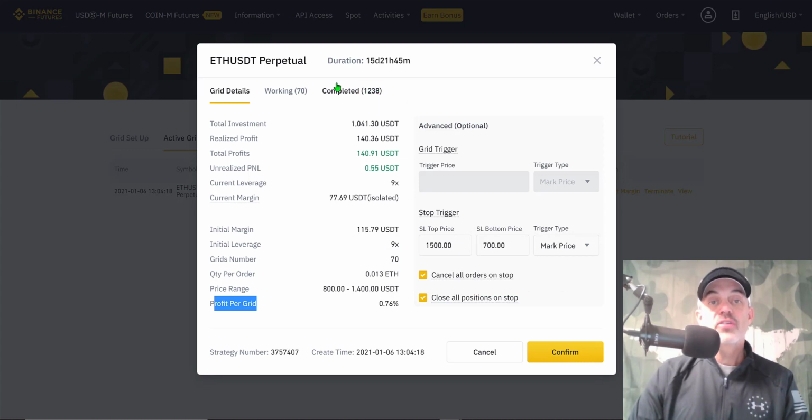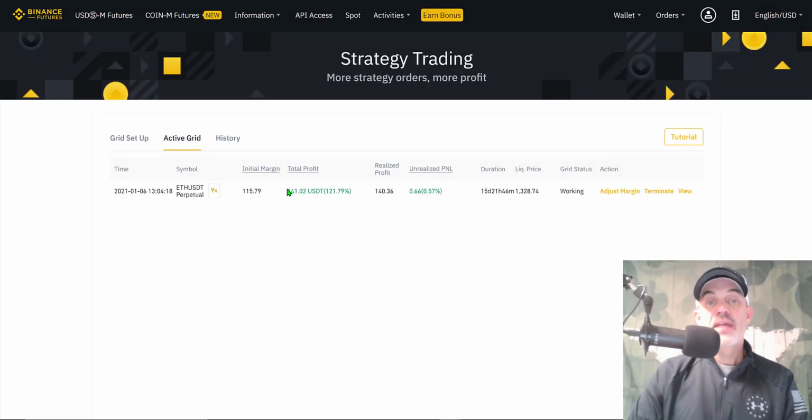Now the bot has actually completed 1,238 trades in 15 days and 21 hours, almost 16 days. The bot has completed just over 1,200 orders. So with that being said, I'm currently looking at a total profit of 121%. Realized profit's $140, and then the unrealized profit is 68 cents.